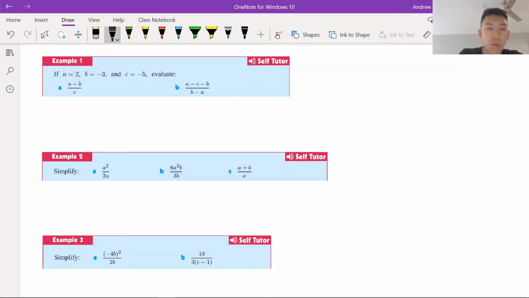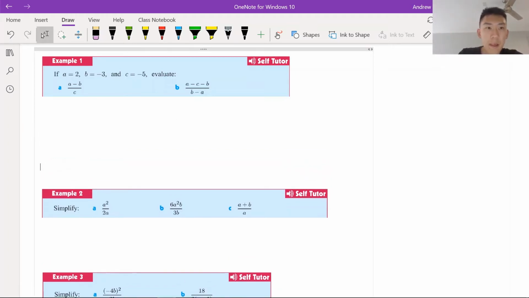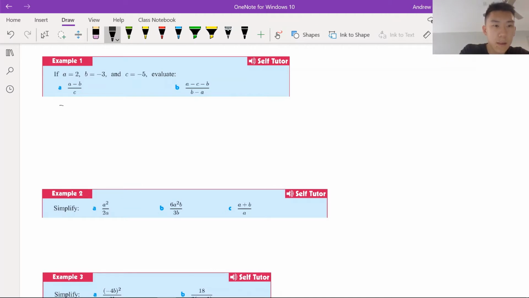Otherwise, it's super simple. So this just becomes 2 minus negative 3 over negative 5, which becomes 5 on negative 5, which equals negative 1. Excuse my not so good looking 5s.